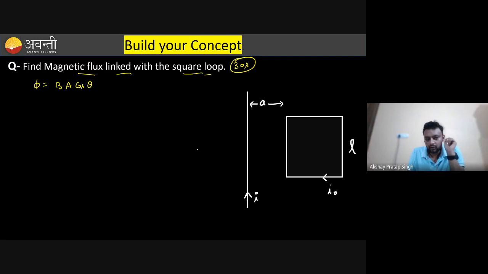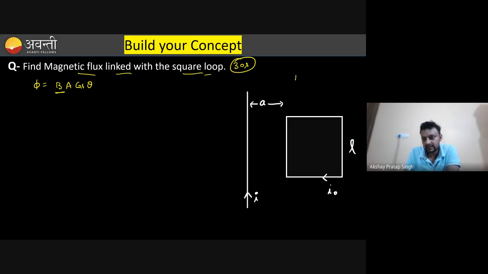Now, if I look closely at this, B is the magnetic field. And till now, what we have studied is BA cos theta, in which B, the magnetic field, was uniform. Now, if you look at this question, this is a long wire, and it will produce some magnetic field. Can you tell me the direction in which this magnetic field will be for this loop? You can simply answer this question: what will be the direction of the magnetic field due to this long wire?